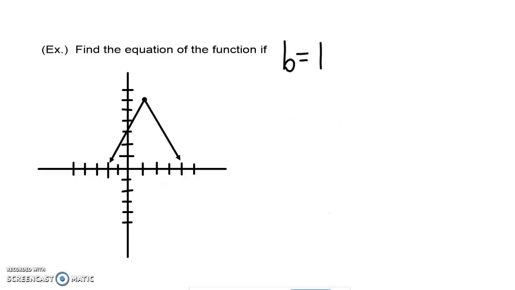Okay, so today's notes, we are going to have information on a graph, and then we're going to come up with the equation for the graph. The equation for that absolute value function that is being graphed. So there's the first problem.